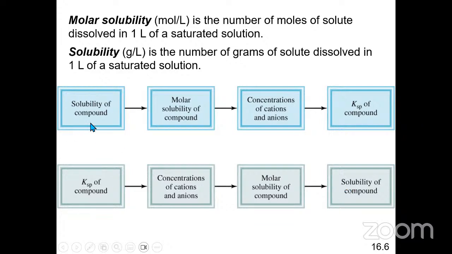So for example, if you're given the solubility of a compound, you can find the molar solubility by dividing by the molar mass, and then you can go from here based on the equation for the dissociation, determine the concentrations of the cations and the anions, and then based on that, you can plug those numbers into the KSP expression to get the KSP value. And then there's also the possibility of you being given a KSP value, and you can do the reverse to get the solubility of the compound.